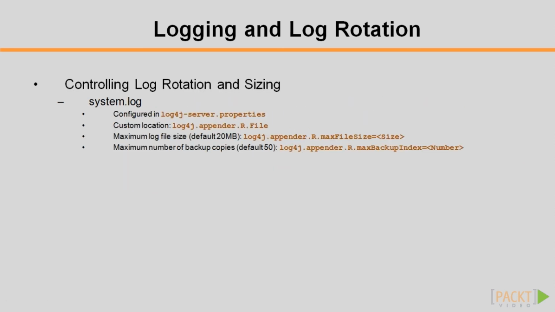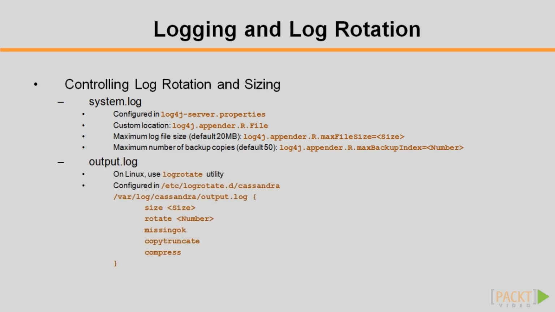log4j-server.properties. In a production system, we usually keep the log files for a longer period by keeping backups through proper log rotations. Log rotation involves two things, the size and the number of the backup log files. For system.log, log rotation is configured in log4j-server.properties. Output.log rotation setting is done by logrotate utility. Now let me show you how to configure the logs and their rotation settings.